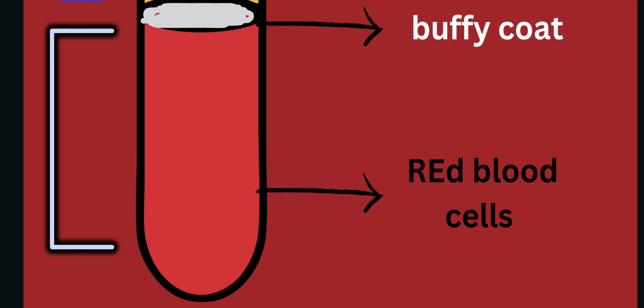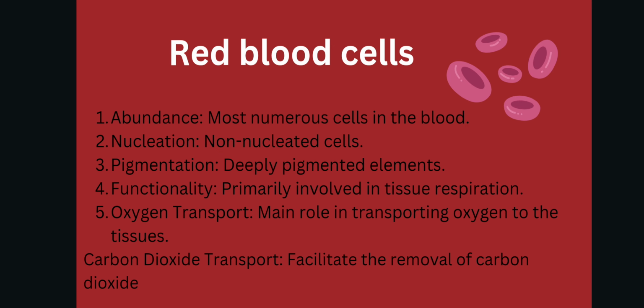Now, what about red blood cells? Red blood cells are the most numerous cells in the blood. They are not true cells, they are non-nucleated cells. And why are they pigmented in red? Because they have the hemoglobin. Their function is primarily involved in tissue respiration. They transport oxygen and carbon dioxide.